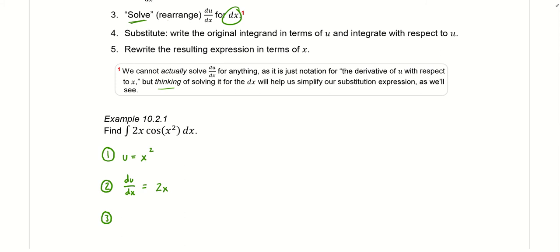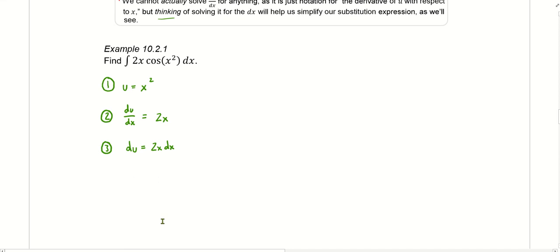So I'm going to multiply both sides by dx, which gives me du equals 2x times dx. Now I want to isolate the dx, so I want dx equals something. So I'm going to divide both sides by 2x, which gives me dx equals du over 2x. Okay, so this is going to be really useful for us in just a second in step 4.